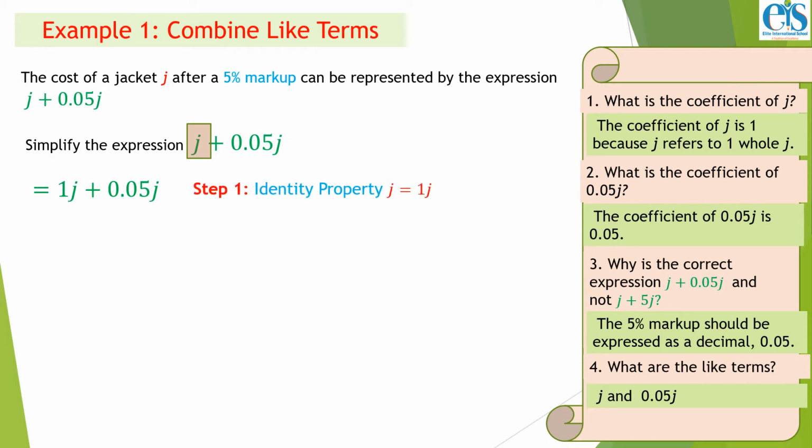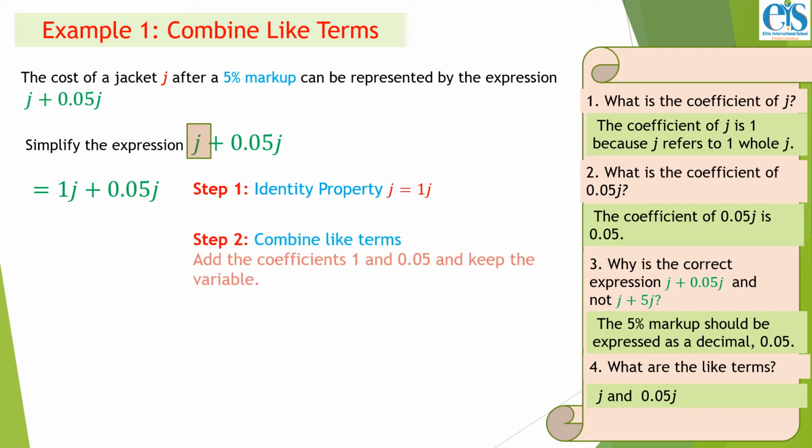Step 1. The identity property tells you J is equal to 1J. Step 2. Combine like terms, add the coefficients 1 and 0.05 and keep the variable. You add up 1 to 0.05, 1.05, and keep the variable J.